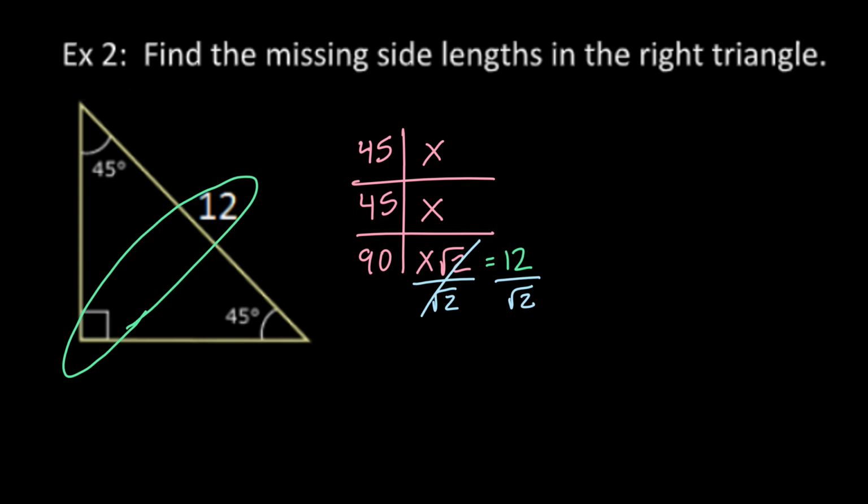Now, here's the issue. Have you ever seen a radical in a denominator before? You should not have, because actually this is illegal math. To leave an answer with a radical in the denominator is not mathematically correct. So we have to try to get the radical out of the denominator. Does anyone know how we can do this?